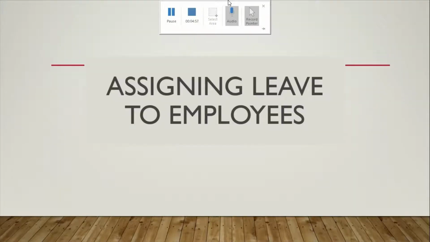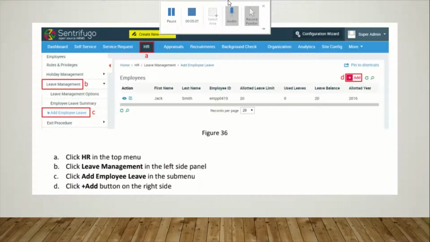On to the next step, which is assigning leave to employees. Under the HR portal, you can click Leave Management on the left hand side. Under that, click Add Employee Leave, and then you go back to the right side and click the Add button above Employees. As you can see here, Jack Smith was allotted 20 days. He has not used any of those days, so that leaves him 20 days.